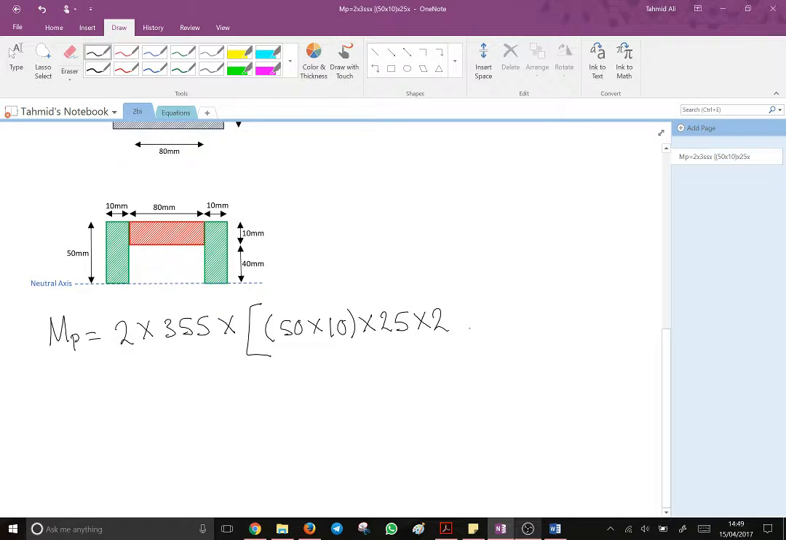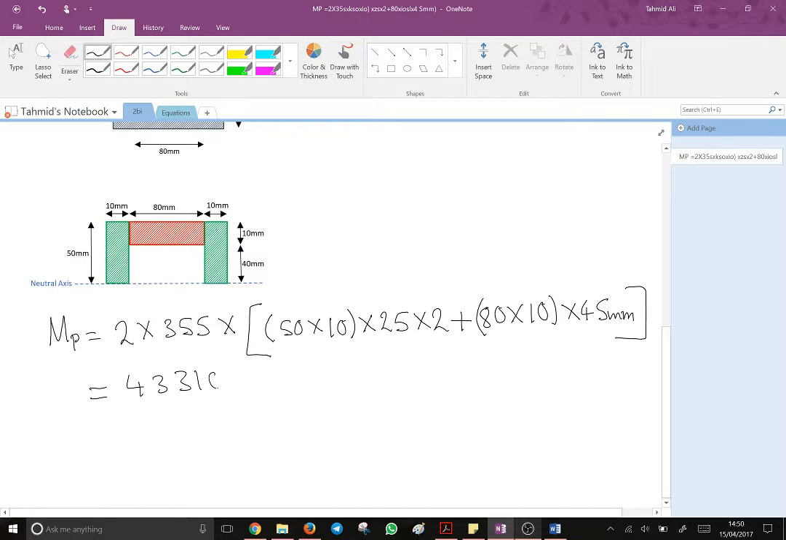Now let's go for the red segment. The red segment is simply going to be 18 times 10 millimeters, times the distance from the centroid to the neutral axis, and that's going to be 40 millimeters plus half of 10 millimeters, which is 45 millimeters. Once you plug that into the calculator, you will get a value of 4331000 newton millimeters.